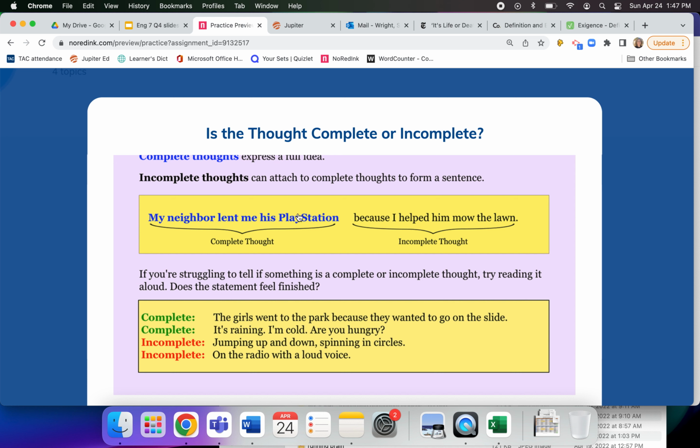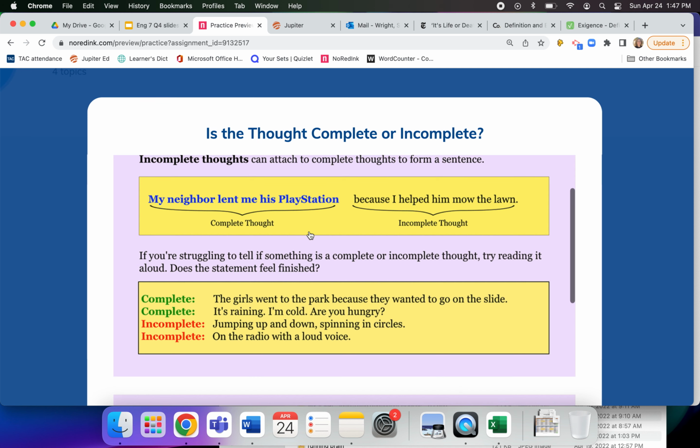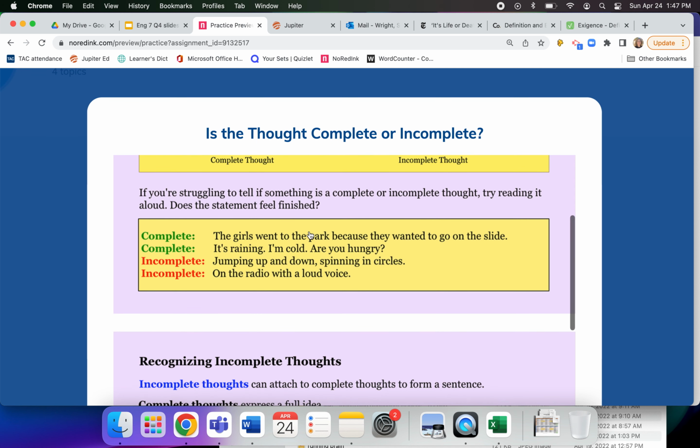My neighbor lent me his PlayStation. I helped him mow the lawn. Those are two complete thoughts. But once you've got a little conjunction like that on there, that makes it not a complete thought. It has to function in conjunction with another thought, another clause. So if you're struggling to tell if something is a complete or incomplete thought, try reading it out loud. Sometimes you might just be able to hear it, right?